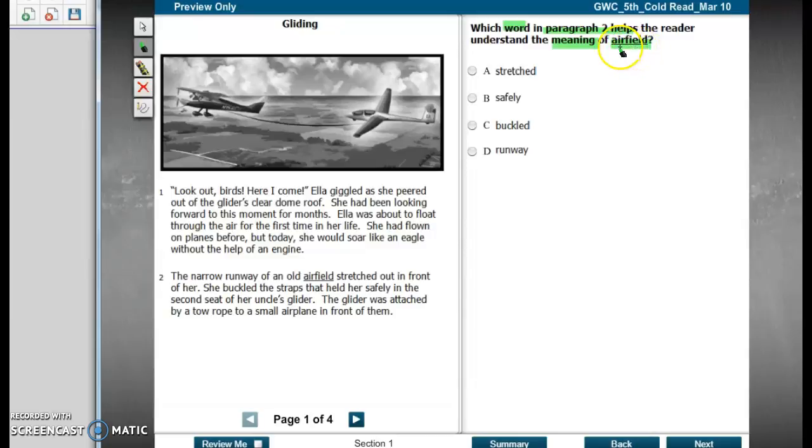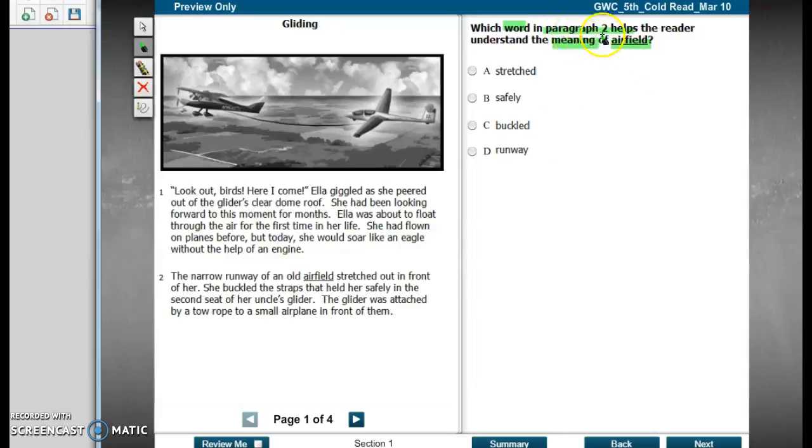And I know this is a story about planes. So I'm thinking an airfield is probably kind of like an airport type thing, an area of land where planes can take off. So let's look. We have stretched, safely, buckled, and runway. My guess already is going to be that it's runway because that is also a part of like an airport or an airfield. But let's look back.